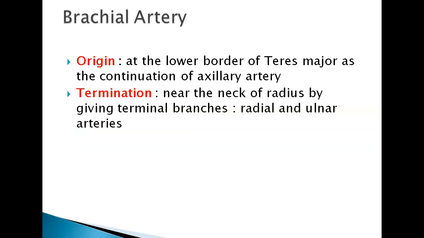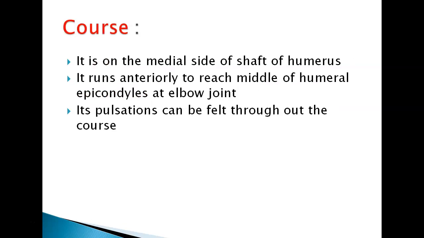Then we come to another, that is artery. First we discuss the brachial artery. Origin of brachial artery is at the lower border of teres major as the continuation of axillary artery. Termination. Near the neck of the radius, it terminates by giving two terminal branches, that is radial and ulnar artery. Course. Brachial artery course. It is on the medial side of shaft of humerus. Then it runs anteriorly to reach the middle of humeral epicondyles at the elbow. Its pulsations can be felt throughout the course.